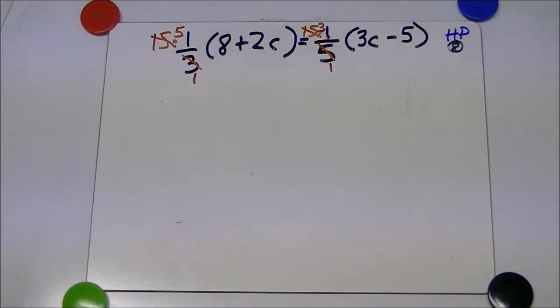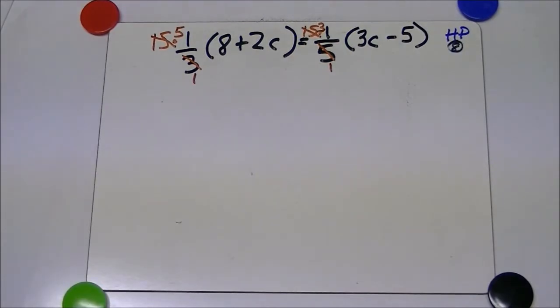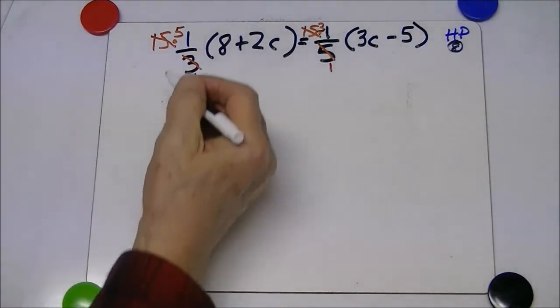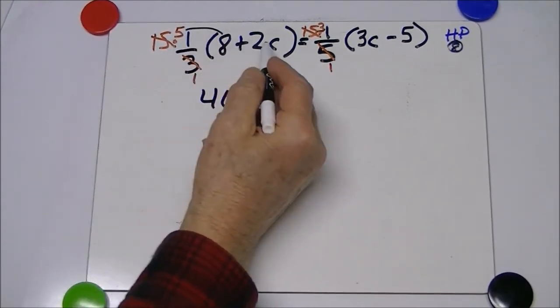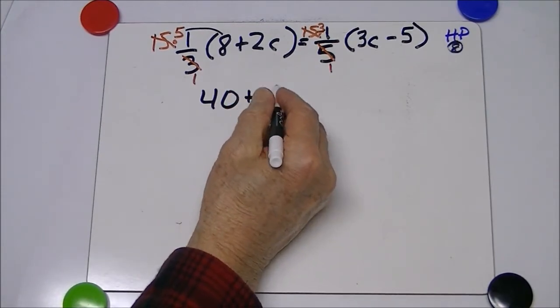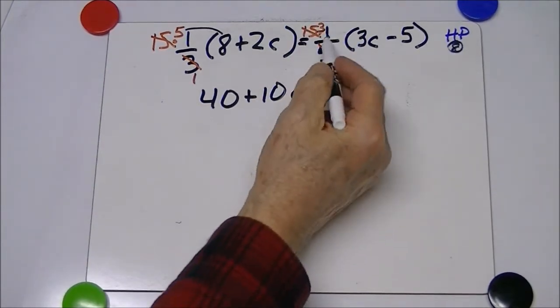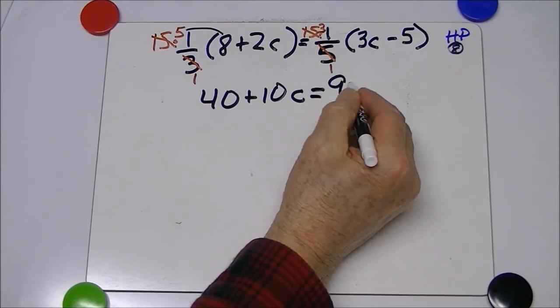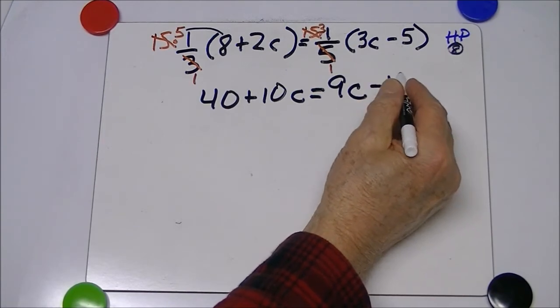So now you are going to clear parentheses by multiplying through, and let's see what you get for your next step. Again, do this collaboratively. Talk with your colleagues. So 5 times 8 is 40. 5 times 2c is 10c. Keep your equal sign lined up if you can. Now, 3 times 3c is 9c. 3 times a negative 5 is a negative 15.